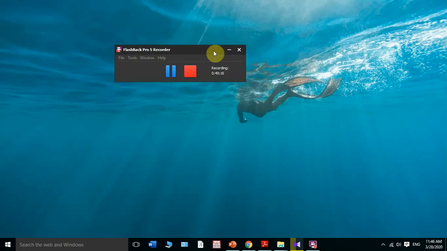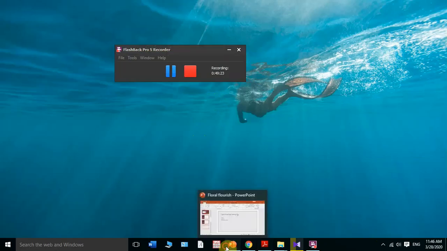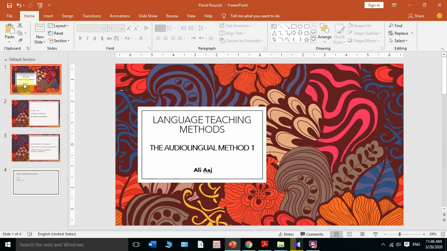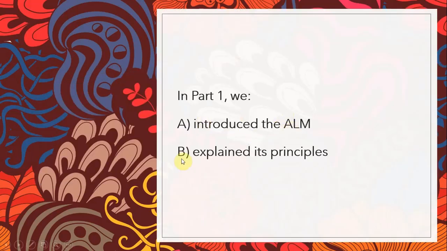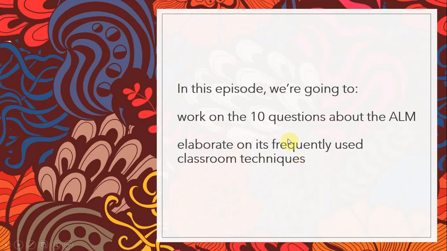بله این بخش رو هم تونستیم توی ۵۰ دقیقه حدوداً کاور بکنیم. پس بچه‌ها یادتون باشه ما مبحث متد Audiolingual رو توی ۲ تا پارت با هم کاور کردیم. مجددا توضیح بدم بهتون که پارت اولمون شامل Introduction و Principle ها بود و این پارت که پارت دوم بود شامل ۱۰ تا سوال و قطعا تکنیک‌هایی که در واقع هست.